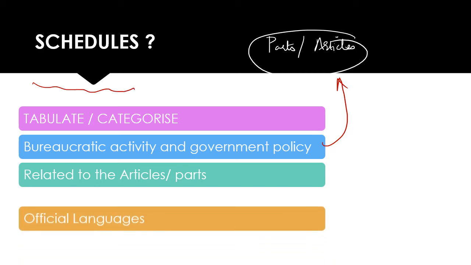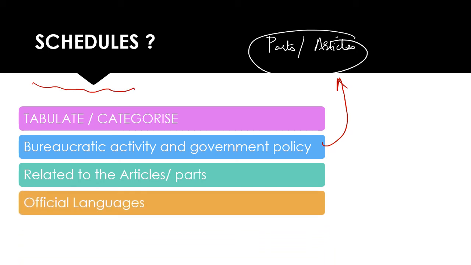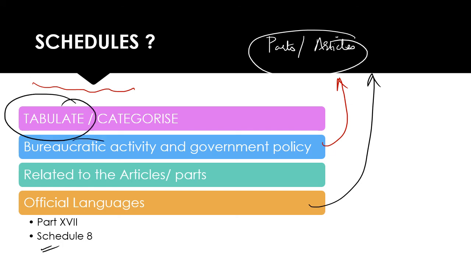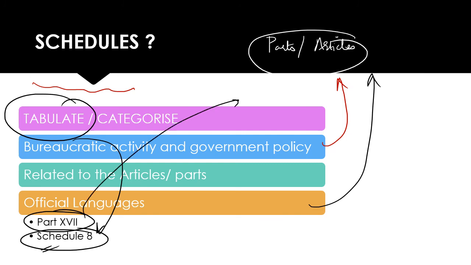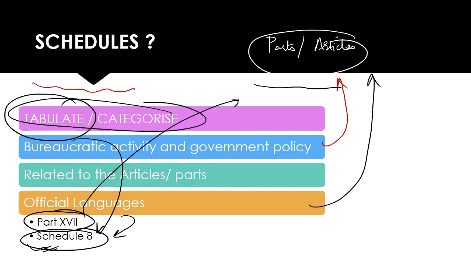Okay, let me give you an example. For example, we saw that official languages are mentioned in part 17, but you also find that the official languages have to be listed. So you tabulate it and you find that in the 8th schedule. So the official languages, you have some provisions relating to that in the part where you will find some articles. Now related to that, you need to tabulate and categorize these official languages, and that is found in the schedule.